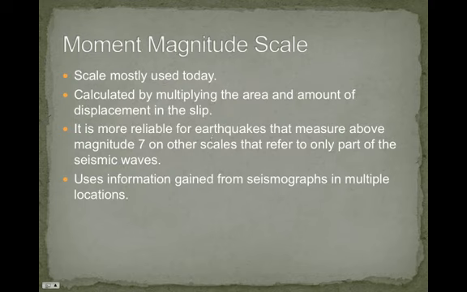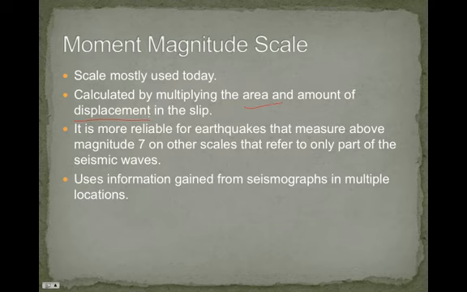Now, the modern scale used today, especially for large earthquakes, is the moment magnitude scale. It's calculated by multiplying the area and the amount of displacement, or amount of movement, in the slip. So how much actual movement was there? We need more information than just a seismograph.